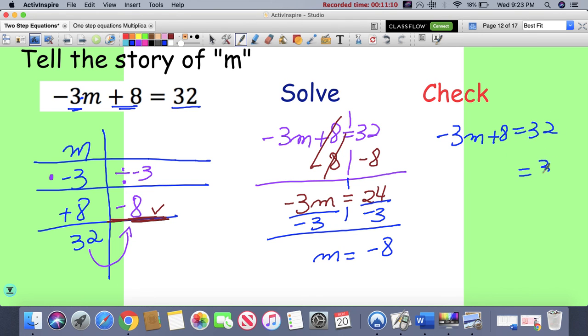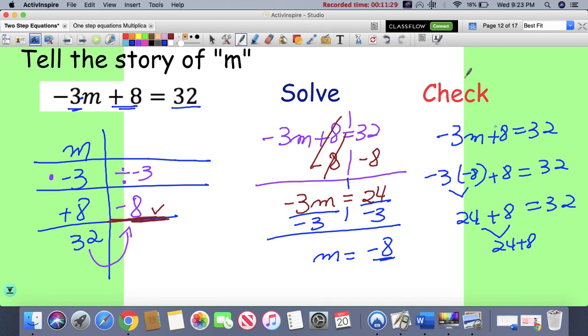Check. -3m plus 8 equals 32. Right? So on the right side, there's not much to do, so I'm just going to write it again a couple of times. And -3 times -8, right? Because that's the value of m, plus 8. So order of operations, we have to do these two. Negative times a negative is a positive. 3 times 8 is 24, plus 8. And then 24 plus 8 is 32, which equals 32.